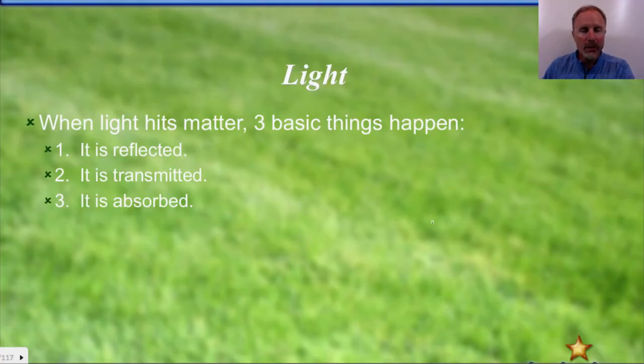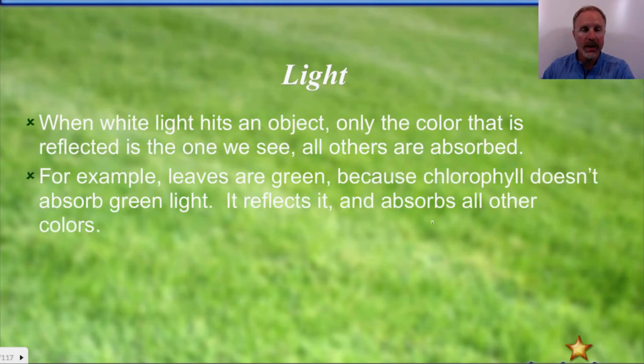So now, when light hits an object, there's three basic things that can happen. You can either reflect it, you can absorb it, or you can transmit it, okay? And when white light or some other color hits the object, what you're seeing is the light which is being reflected. So in other words, if you have a white shirt on, it's white because all colors are being reflected. If it's red, then red is the only one being reflected. The other colors are being absorbed. And for our purposes, for instance, with chlorophyll, leaves are green because they're reflecting the green light. Chlorophyll doesn't absorb green light very well.